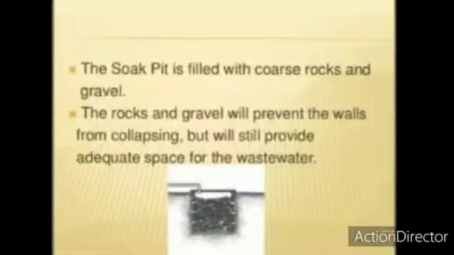A soak pit is filled with the coarse rocks and gravels. The rocks and gravel will prevent the wall from collapsing, as I said in the previous slide, but will still provide adequate space for the wastewater.